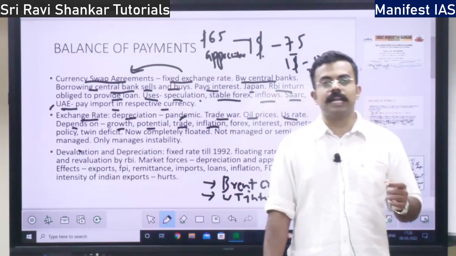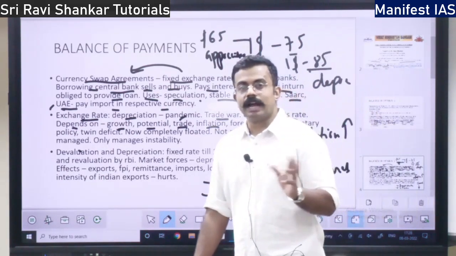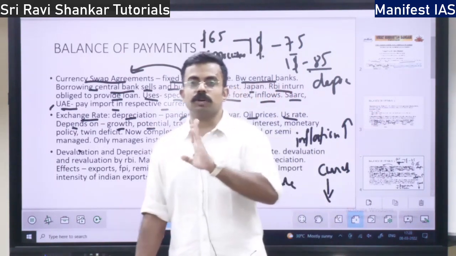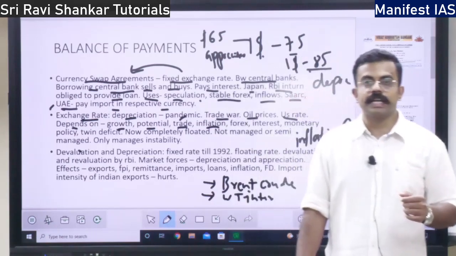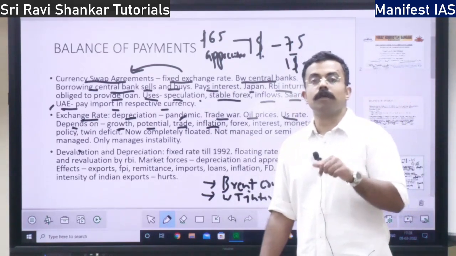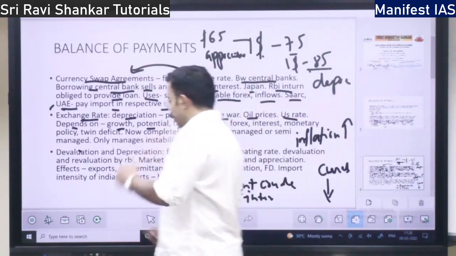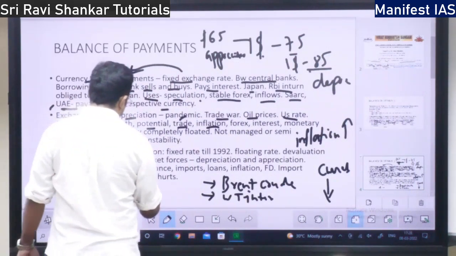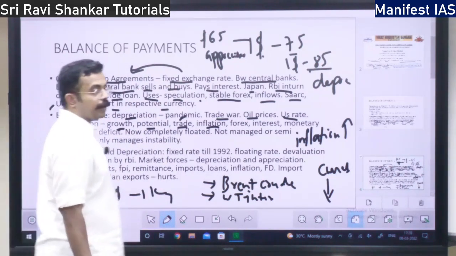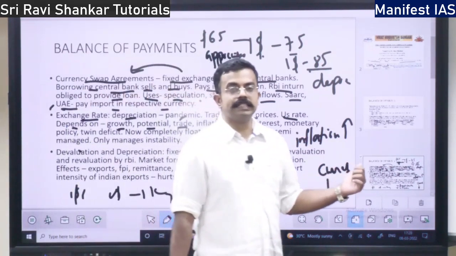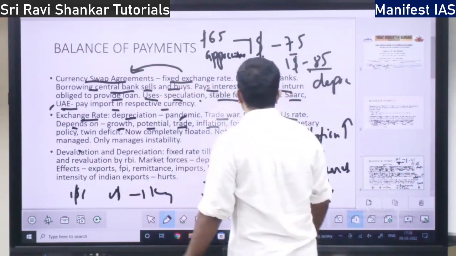Earlier, let's say 1 kg of apple was 100 rupees and the exchange rate was $1 equal to 100 rupees. Let's assume that. Later on, 1 kg of apple becomes 150 rupees. What does that mean? Earlier $1 used to buy 1 kg of apple. Now $1 buys less than 1 kg of apple, right? So it means the value of the currency has depreciated, right?